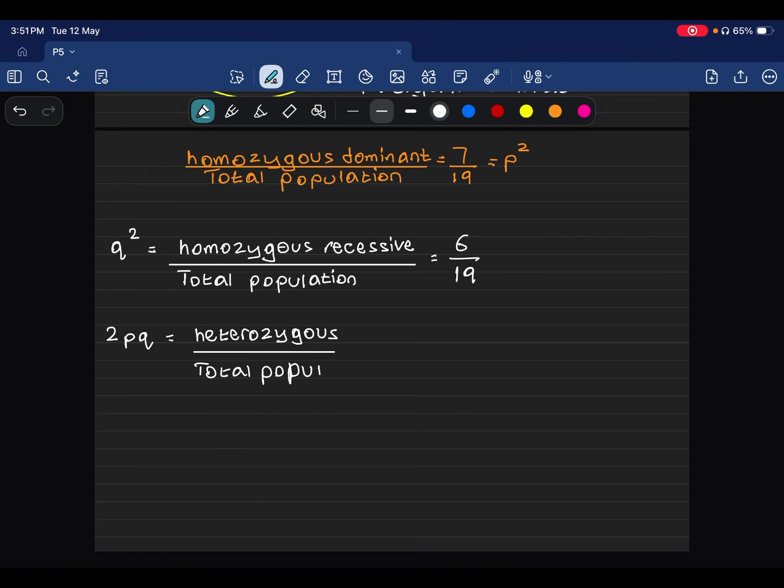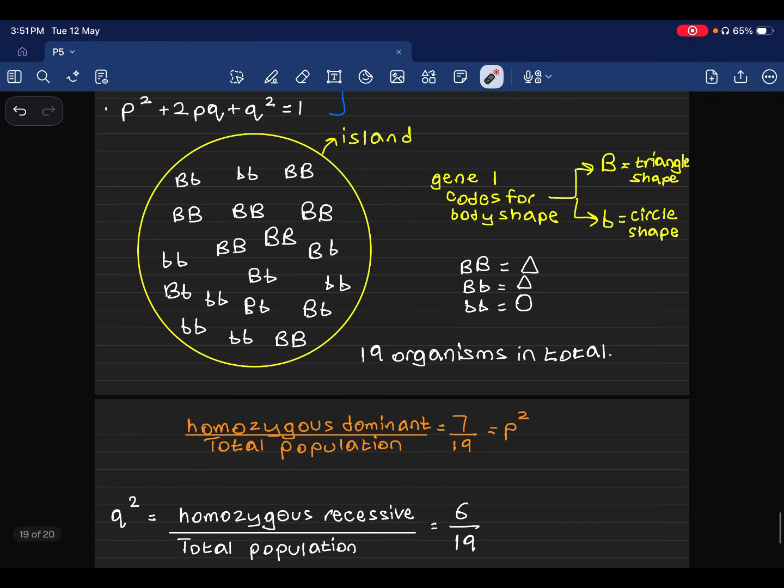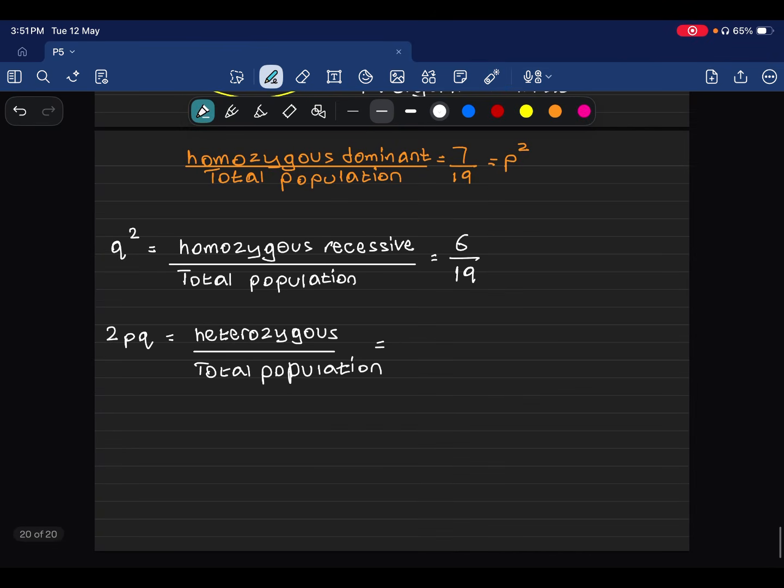Now, there are two ways to figure this out, right? Let's look at the simpler way first, which is what we have been doing all along. Just count the number of organisms. So that's one, then two, then three, then four, then five, and then six. Have we missed anything? No, we haven't. So one, two, three, four, five, six. That's six out of 19, or six over 19, is the 2pq value. That's the simple way, right?